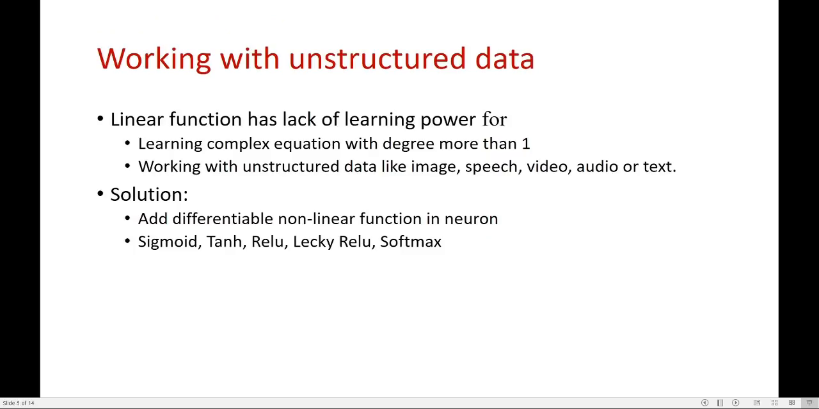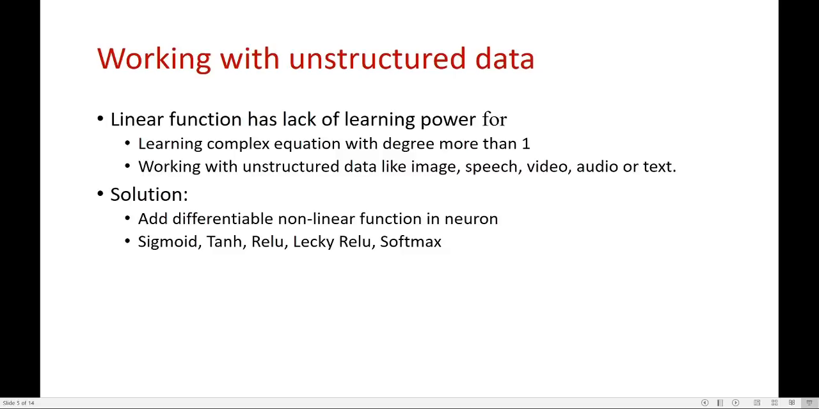So this is how we identify the linear relationship between the dependent variable and independent variables. But the linear function lacks learning power. If we want to learn complex equations which have a degree greater than 1, then it fails.